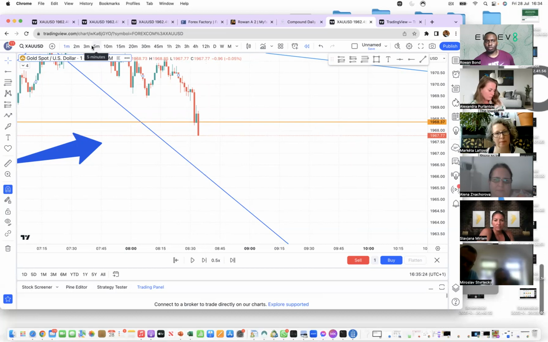That's what I look for. So I trade slightly differently to David, because I look for confirmation on the small time frame that my trade is going to continue to go in that direction.